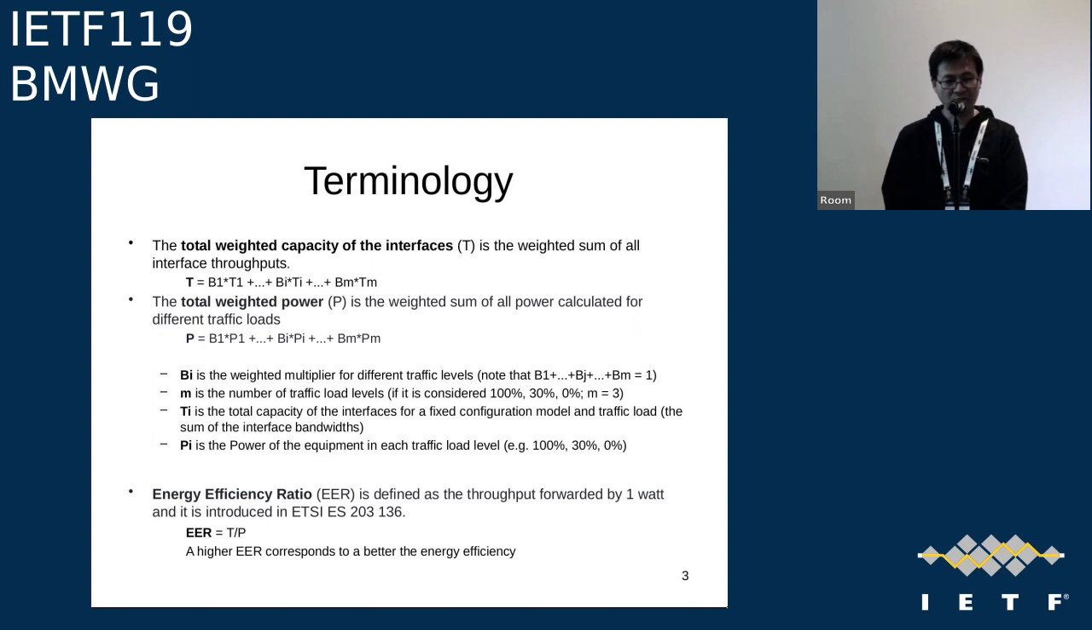So for the terminologies in this draft, we have three key terminologies defined. The first is the total weighted capacity of the interface, the second is total weighted power, and the third is the energy efficiency ratio. So you can see these terminologies are actually three metrics. The first two metrics can be used to derive the third metric, energy efficiency. Each metric has its own mathematical formula. This is based on the ETSI standard, which uses similar terminology.